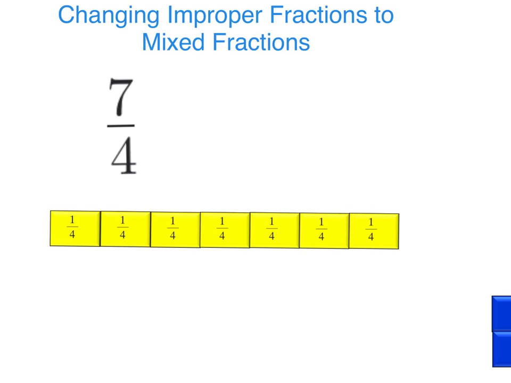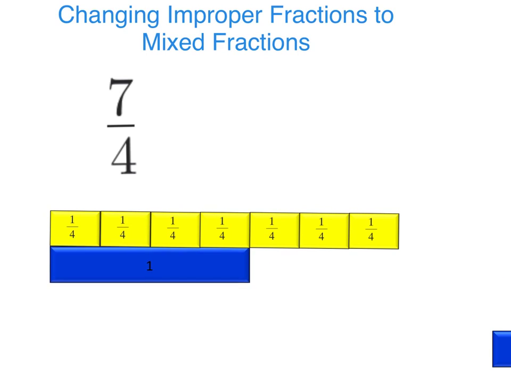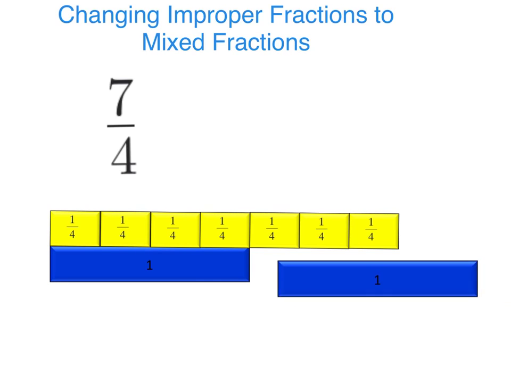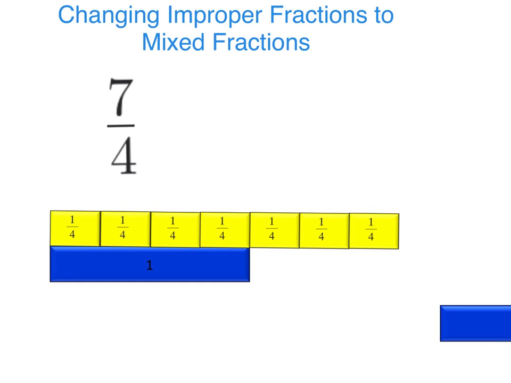So to turn this number into a mixed fraction, we first have to figure out the whole number part. How many wholes can go in 7/4? And you can see here there's room for one, but there's not room for a second one. So we have 4/4 making up one whole, but we've got 3/4 left over that don't make up a complete whole.